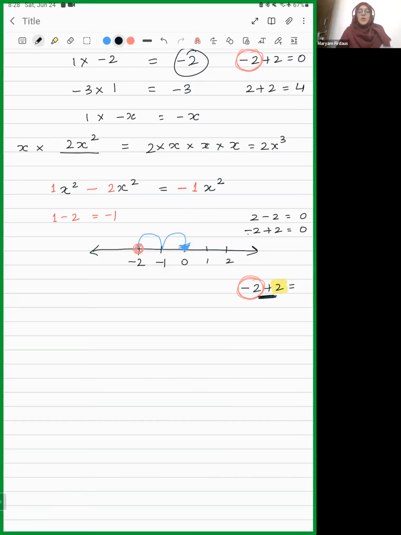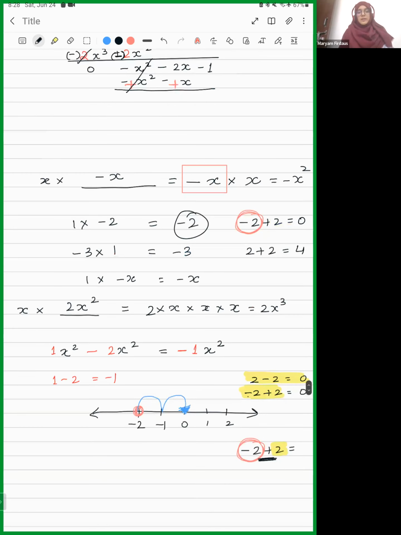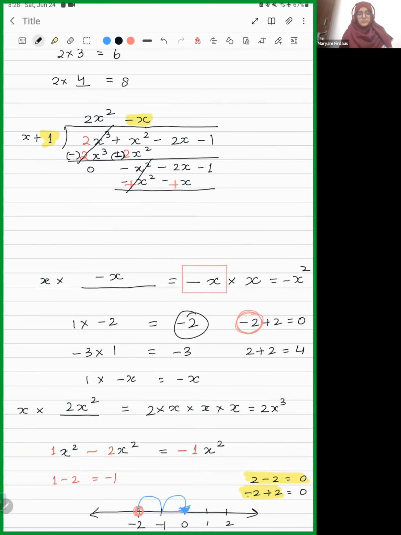So did you understand how 2 minus 2 and minus 2 plus 2 is the same thing? Yes, ma'am. So that is why here minus x square plus x square becomes zero.